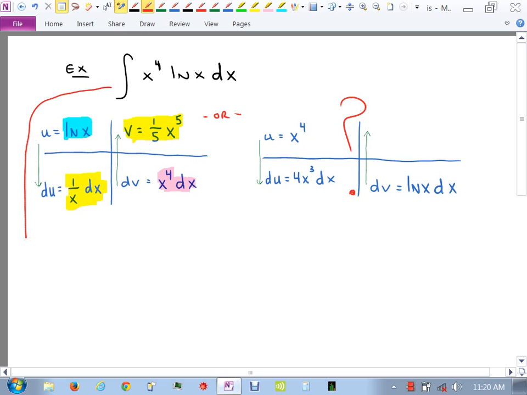I'm going to rewrite this integral as ultraviolet minus integral voodoo, which turns into ultraviolet would be what? Good. 1/5 x to the 5th times ln x. I always put my polynomials in front of my transcendentals. And then minus integral v du. 1/5 x to the 5th times 1 over x dx.